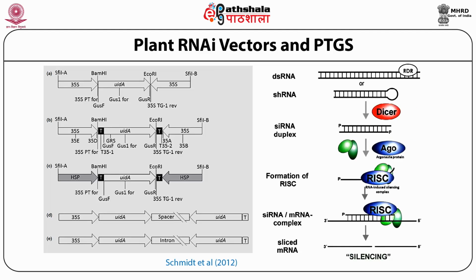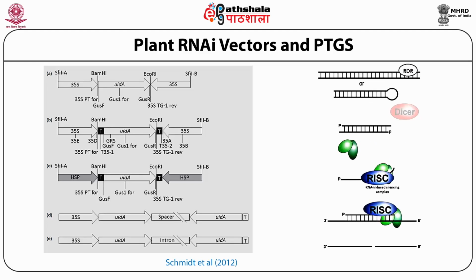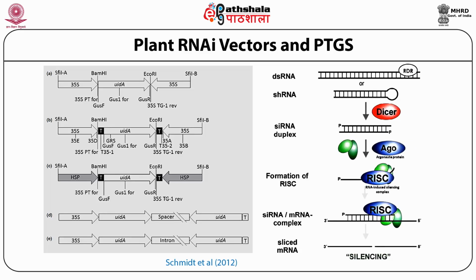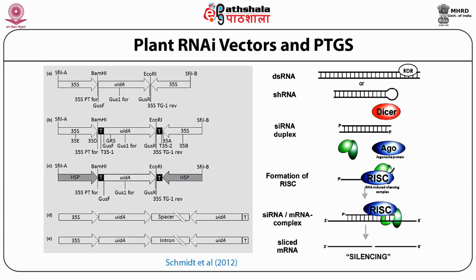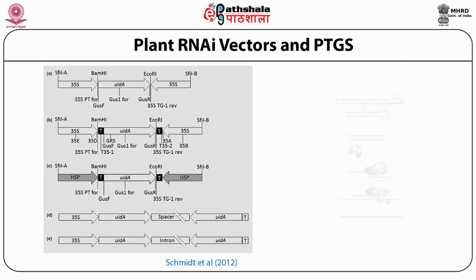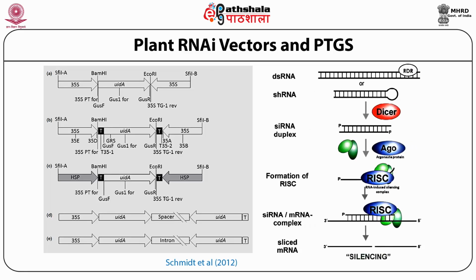recognized by Argonaute proteins and form a complex. This guides these small double-stranded RNA fragments to the RISC complex, which is the RNA-induced silencing complex, where one of the strands of this double-stranded small RNA molecule is degraded, and the target RNA, that is a native RNA produced by the plant cells in our case.